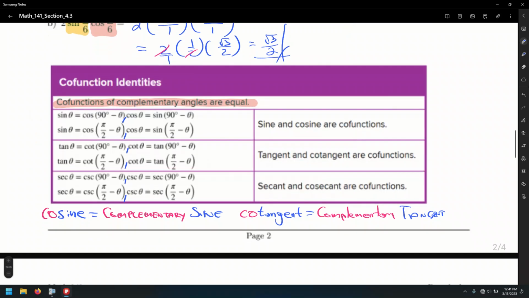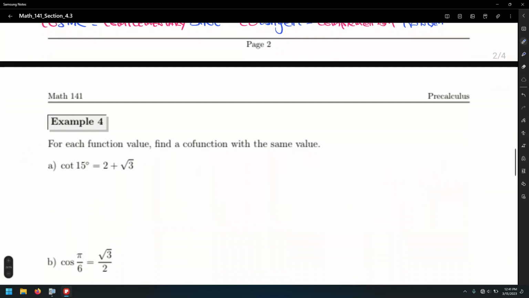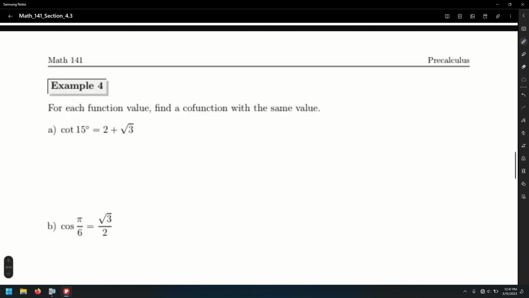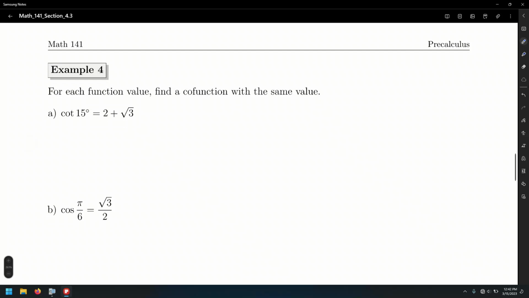All right, let's see how we can apply these co-functions together. Well, we're given the cosine of an angle, but they're also giving us the result. They're not asking us to calculate or evaluate the function. What they're asking us here is to use a co-function with the same value. Number one, let's first of all find.